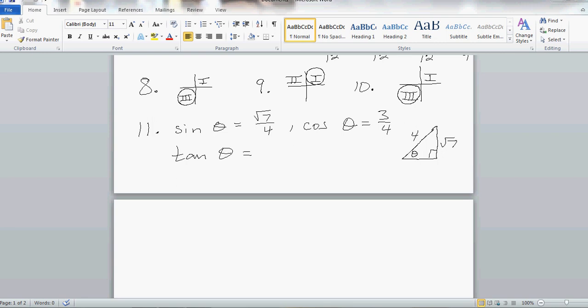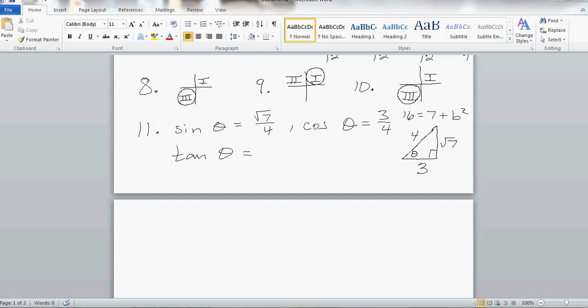Now we can do a very quick calculation using the Pythagorean theorem. This would become 4 squared, or 16, equals square root of 7 squared, which is 7, plus b squared. Subtracting 7 we get 9, and taking the square root of both sides, b would equal 3. And so this is what that other triangle becomes. If we look, the cosine of this angle is the adjacent over the hypotenuse, so that's 3 over 4, which does comply with what we've got.